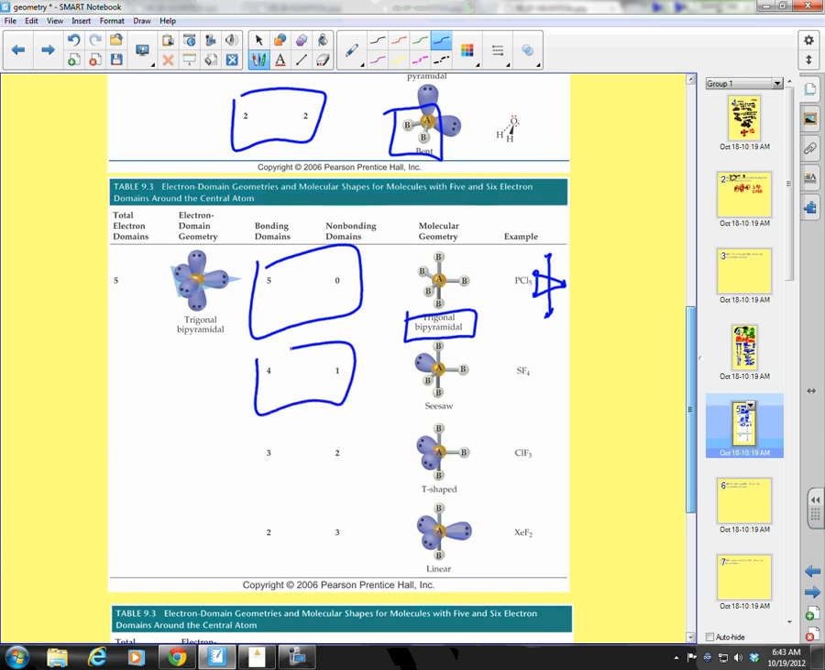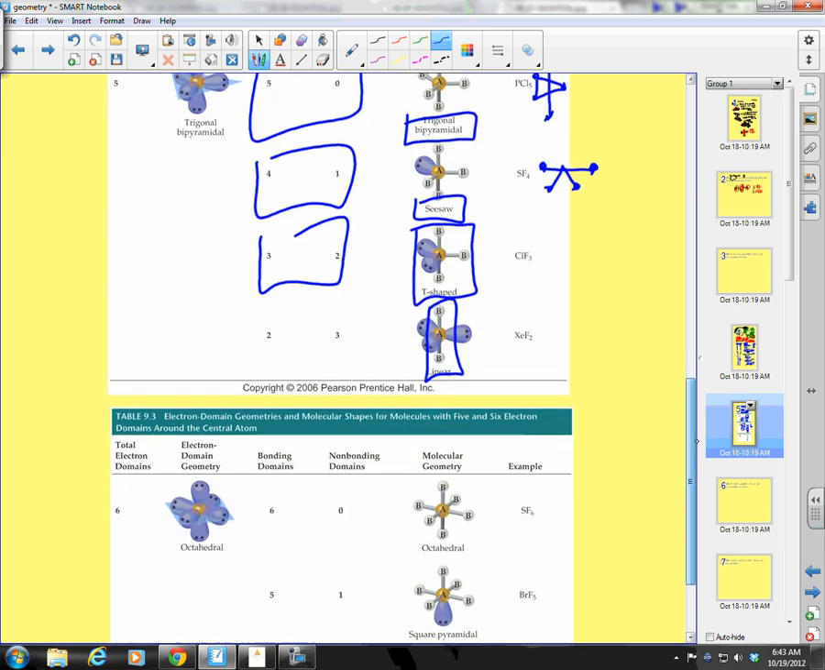Seesaw, 4, 1. And that doesn't look anything like a seesaw unless you turn it on its side. And then it kind of looks like that. And then it looks like a seesaw. Cool. T-shaped, yeah, T-shaped on its side. 3, 2. Linear, whoo, thank goodness. There's linear again. We can handle linear.